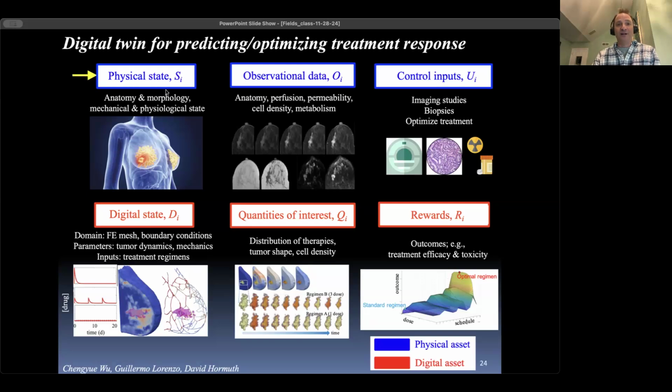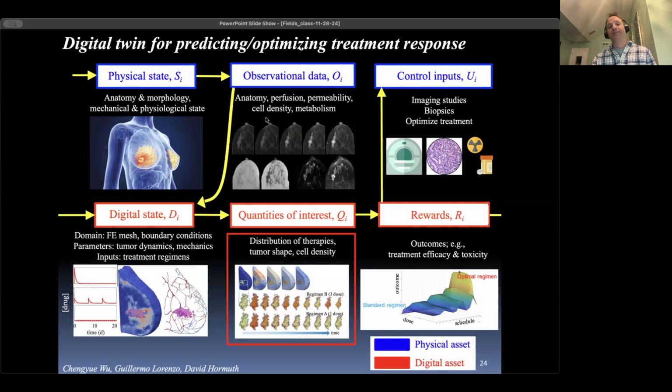So just to review, patient comes in, they have some physical state, this yellow arrow here. We make some observations. This lets us build our digital state. We then are going to try to track and optimize our quantities of interest to optimize our reward, in this case, things like treatment response, overall survival, progression-free survival, those types of things. And then, of course, the whole thing iterates. After you assess your reward, you might change how you're assessing the system. You might take more measurements, or you might alternate the treatment, and then it all cycles back around. I want to drill down on this one a little bit more.